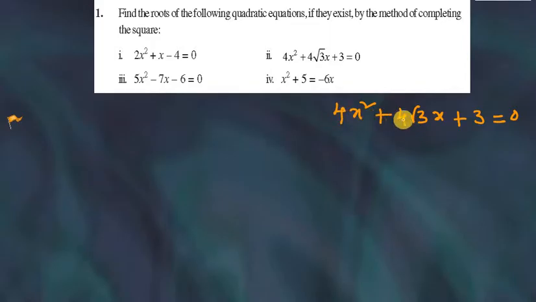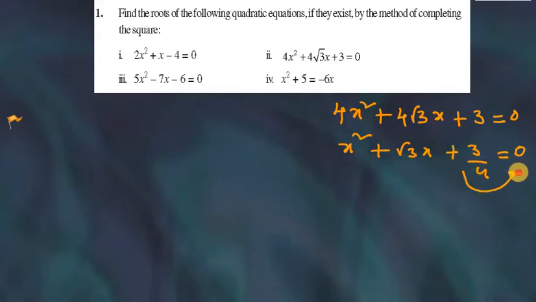So if I divide with 4, here 4 and 4 get cancelled, here x square you will get, 4 gets cancelled, root 3x you will get. So 3 by 4 is equal to 0 by 4, that is 0. So this is the first step. And the constant term I am taking to that side. So we are getting x square plus root 3x is equal to minus 3 by 4.